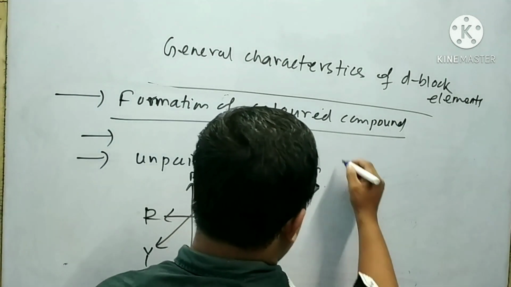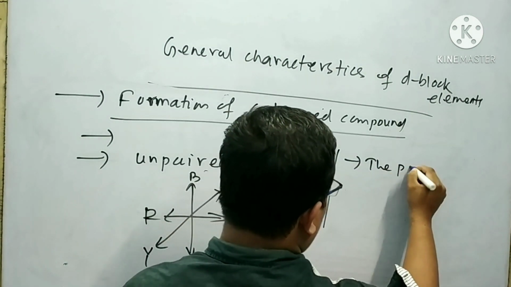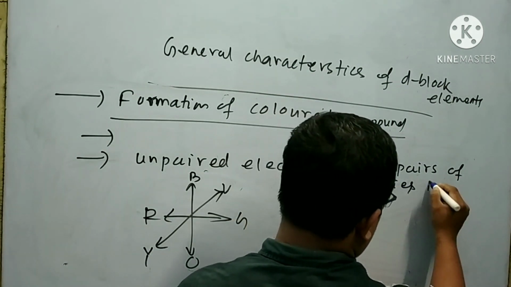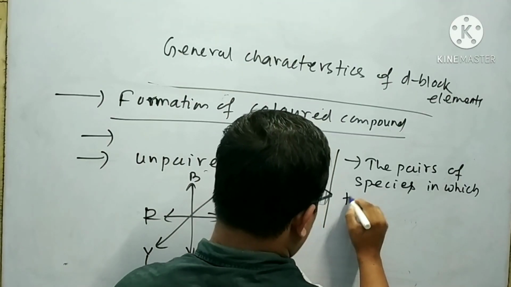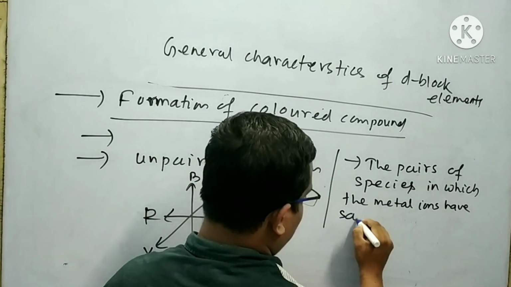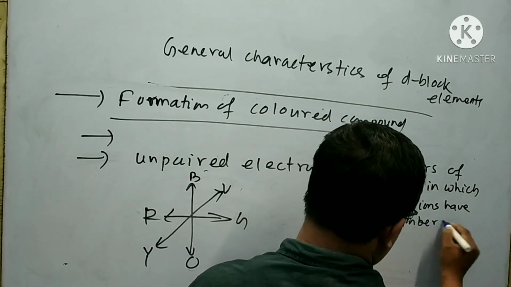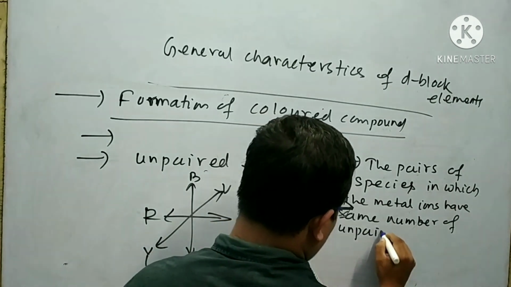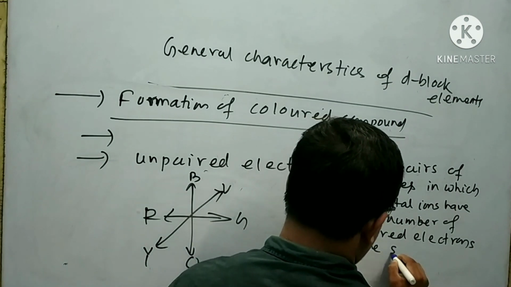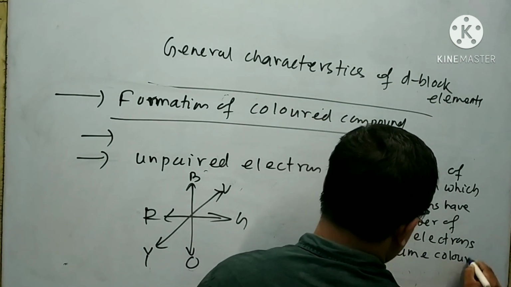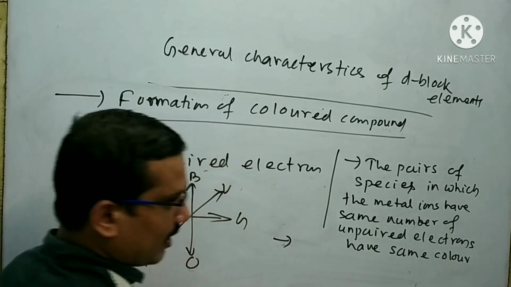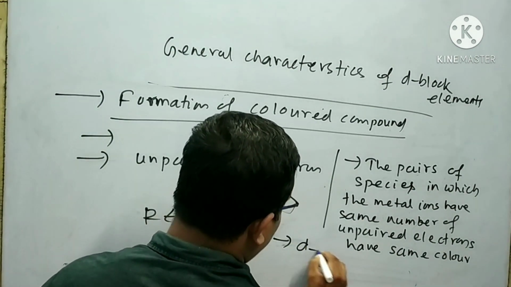Remember some important points: the pairs of species in which the metal ions have the same number of unpaired electrons have the same color. Remember an important point, the color of the transition metal compound is due to d-d transition.